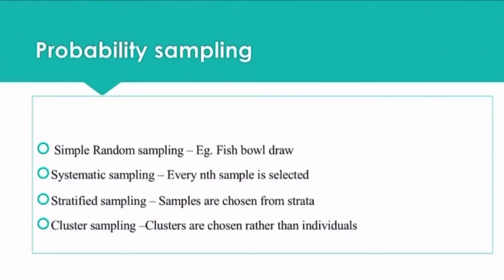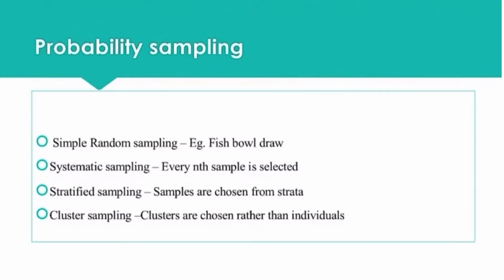Simple random sampling. In this method, from a large population, samples are chosen randomly. It can be like picking a chit or using a randomly generated number and so on. It is highly randomized and all the units of the population have an equal chance of getting selected.